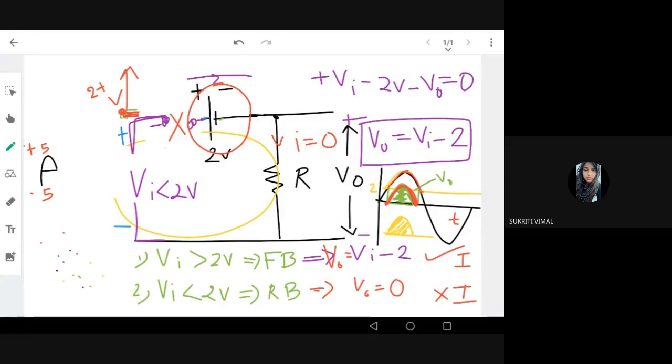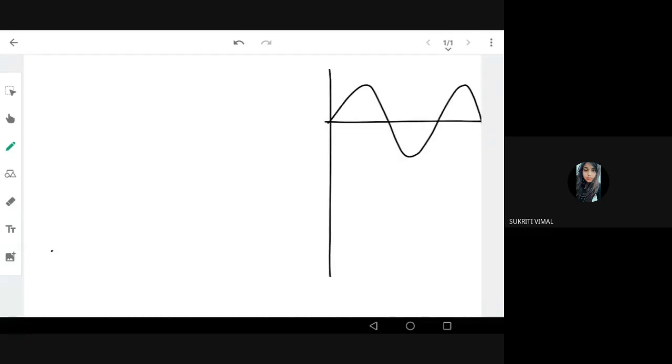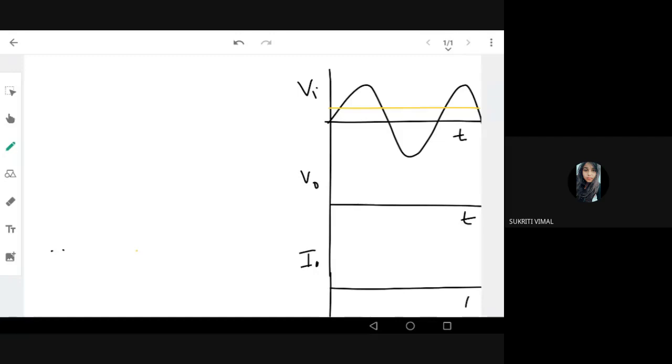So let's now draw the plots. Okay, so we already have this, my input voltage. So how do I draw my output voltage? First I mark the places where it is 2 volt, and I also need to draw the current waveform. So this is V input, and I'm drawing V output here, all with respect to time. I'm drawing I output here with respect to time.